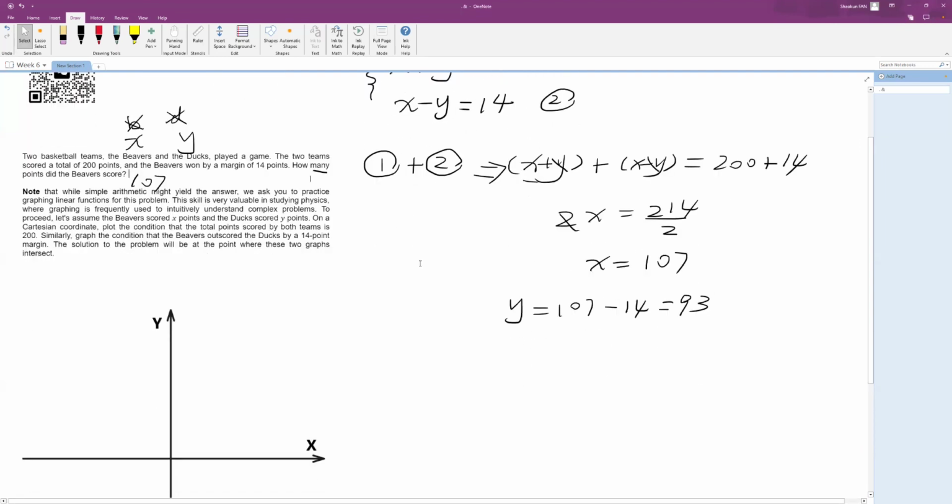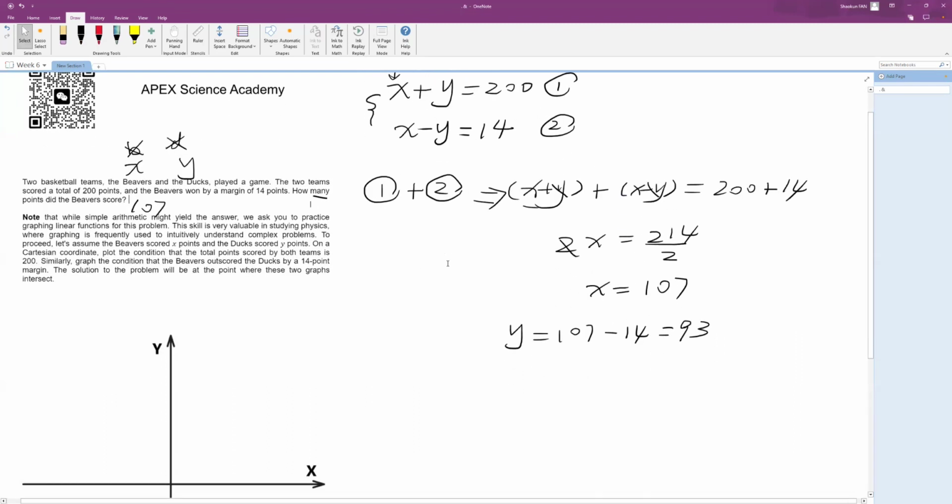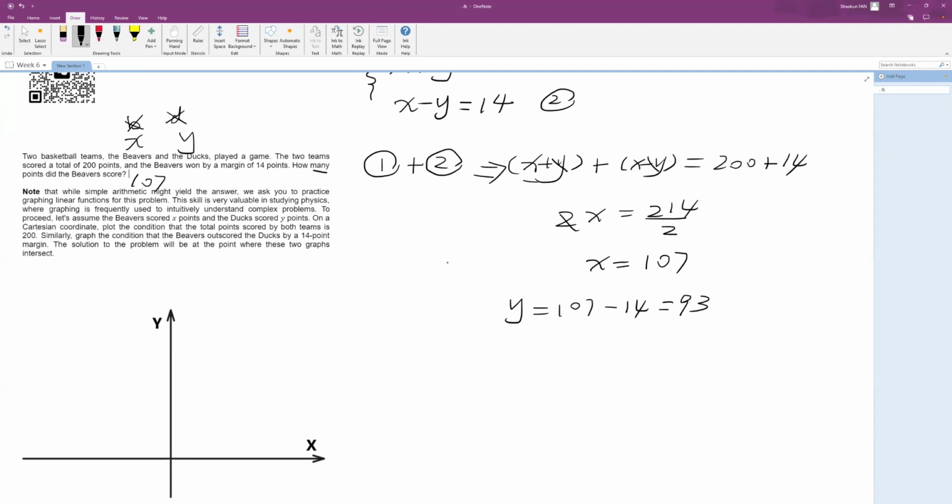Let's try to graph the first one, equation 1, X plus Y equals 200. In order to graph this equation, we know that this is a linear equation, so it's going to be a line on this two-dimensional coordinate plane. In order to graph a line, we only need 2 points. So let's try to calculate a few points here.